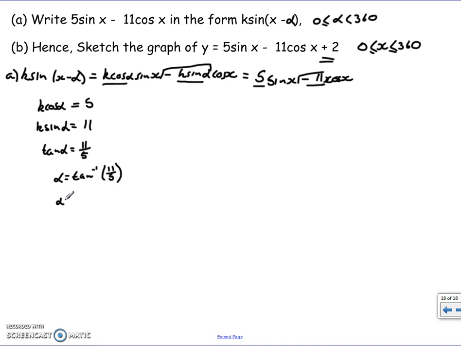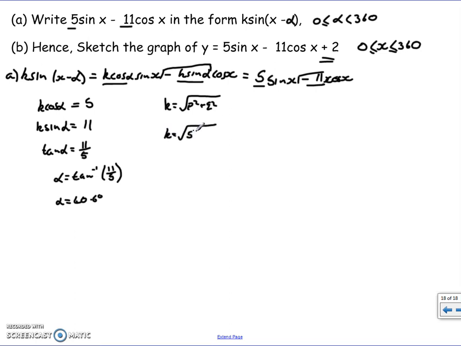Once we do tan minus 1 of 11 over 5, we get alpha, and that's equal to 40.6 degrees. We then want to find the k. Now we know k is p squared plus q squared, and the p and q come from just the coefficients there. Because it's a squared, we can ignore the negative, because when you square a negative, you get a positive, so it's not going to have any impact anyway.